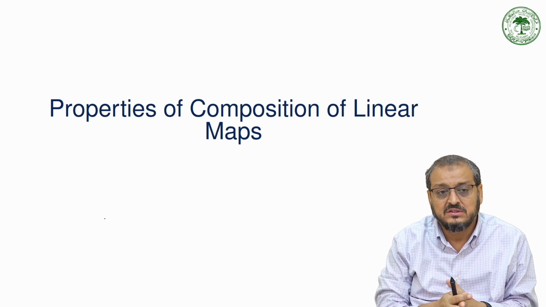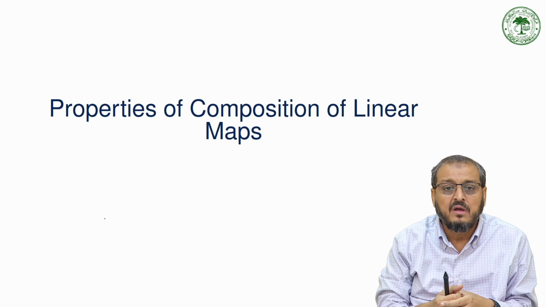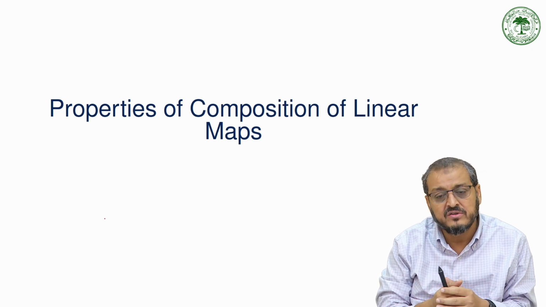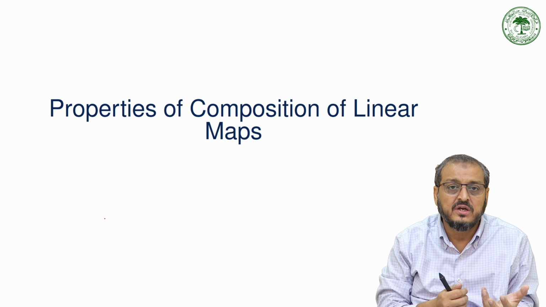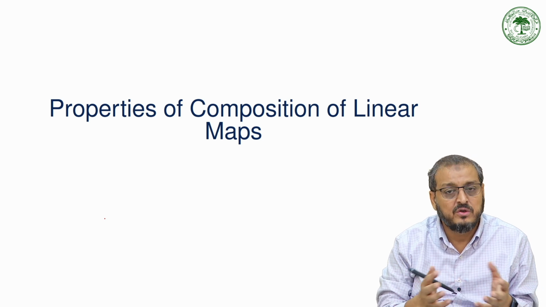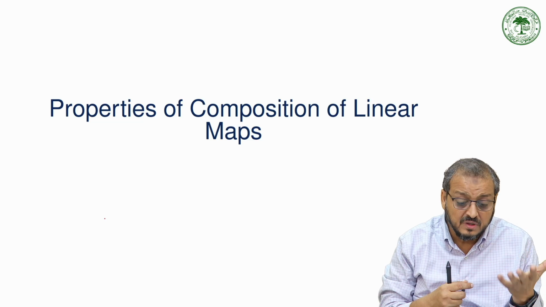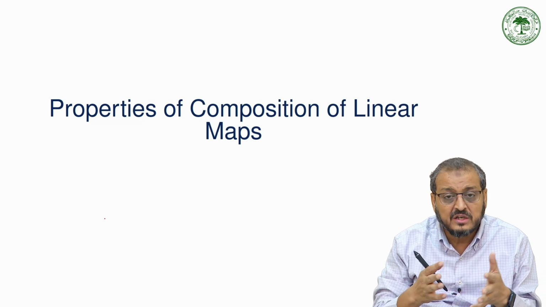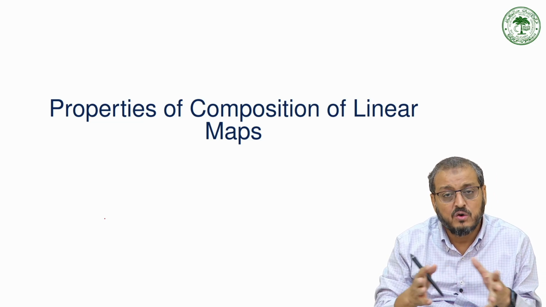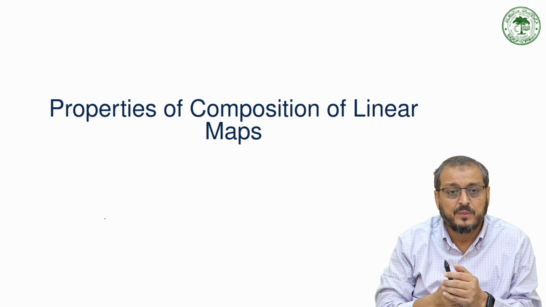In the last class, we defined the composition of two linear maps and showed that the composition of two linear maps is again linear. We then showed that the composition of two linear maps need not be commutative but is associative, and also tried some examples to show how to calculate the composition of two maps.